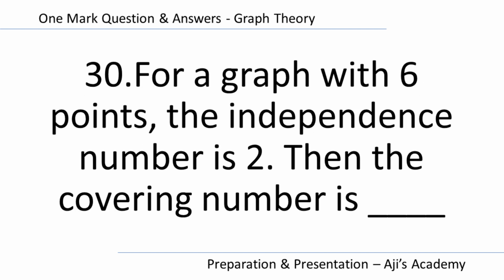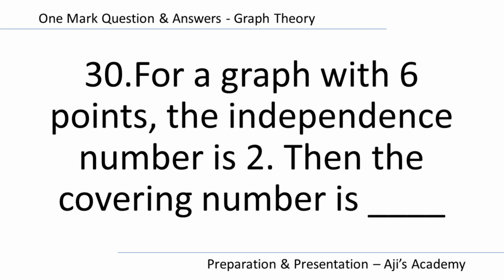Question number 30. For a graph with 6 points, the independence number is 2, then the covering number is. They are asking the covering number of the given graph with 6 points. So here p is 6 and independence number is 2. The notation of an independence number of a graph is alpha of G. So alpha of G equal to 2, p is 6.